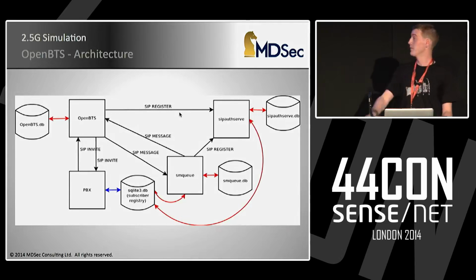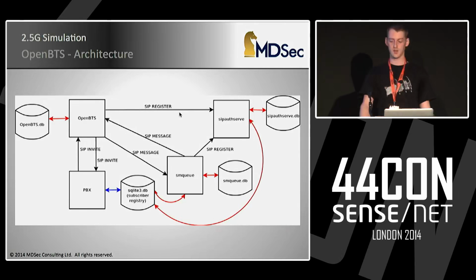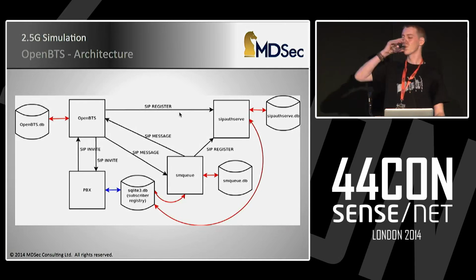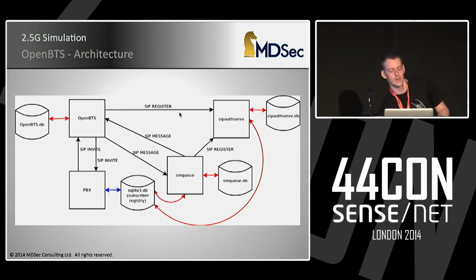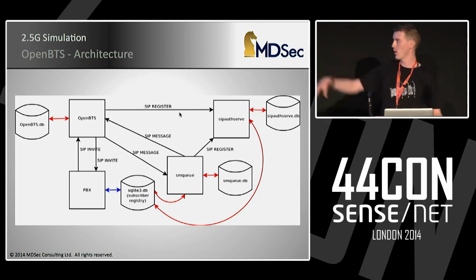So what I want to talk about now is simulation of a 2.5G environment using widely available open source software. OpenBTS is an open source project created by Range Networks, and they basically implement a GSM environment, and also now support a mini SGSN, so you can implement packet radio. And this is essentially its network architecture.